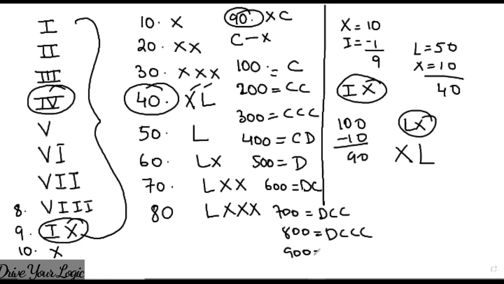But 900, what will you do? You will minus C, meaning minus 100 from 1000, because M stands for 1000. Clear? So from 1000, if you minus C, you will get 900. And in between numbers, you can use 1 to 9. Suppose I am saying write 39. 30 you know is X, X, X. And what is 9? IX. This is your answer.